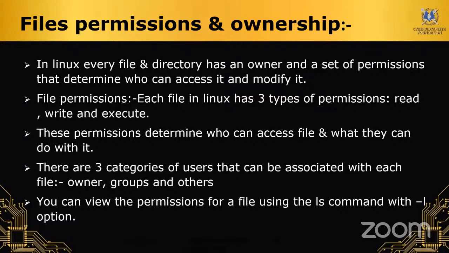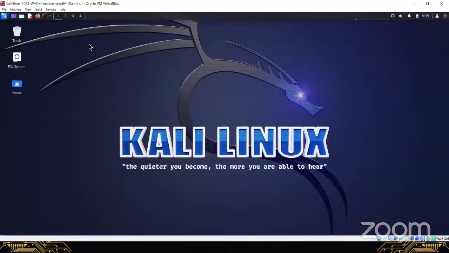We have three categories of users, which are owner, group, and others. And we have three types of file permissions, which are read, write, and execute. So let's see. We will use the ls -l command to see the file permissions for every file and directory in Kali Linux. Let me open my terminal first.